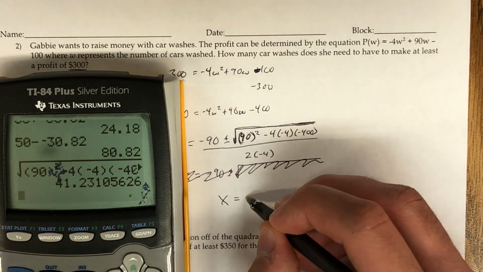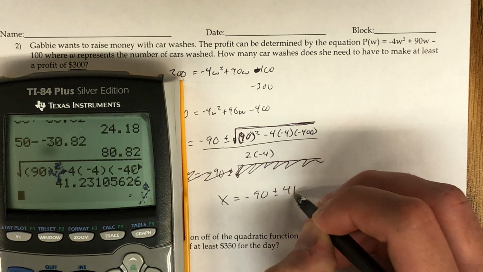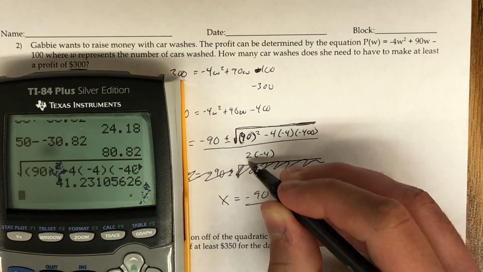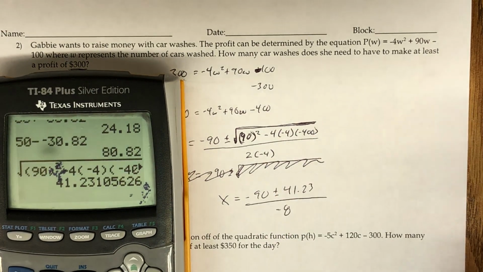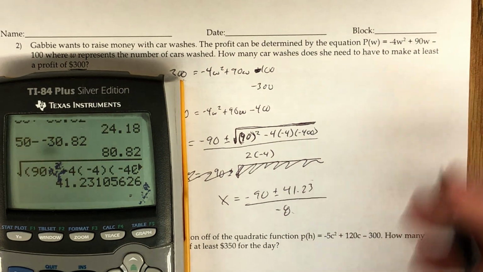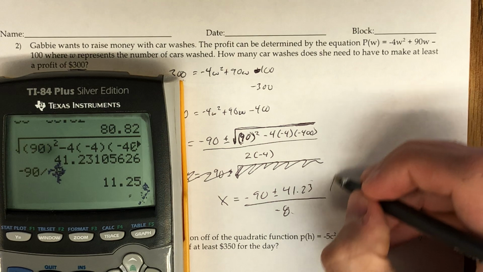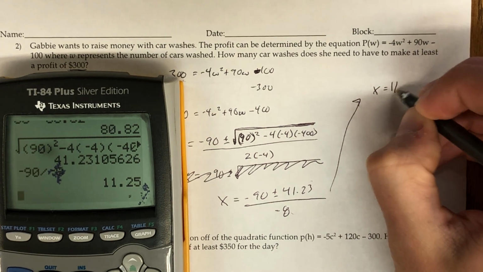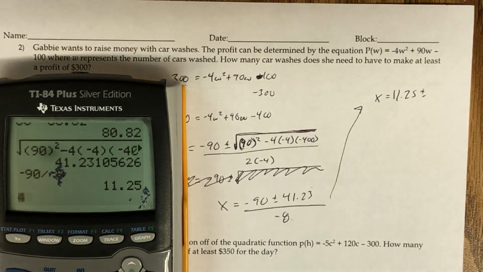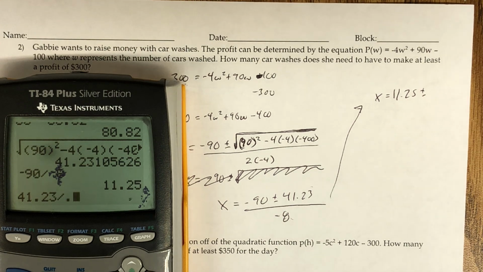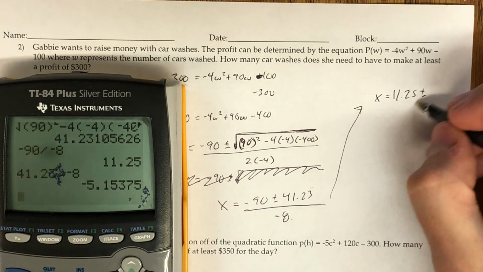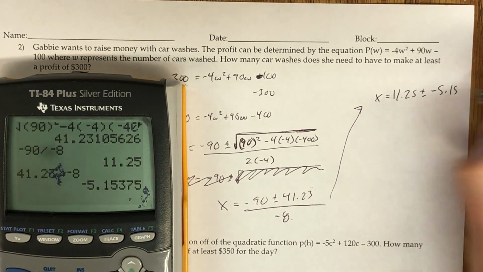So we have x equals negative 90 plus or minus 41.23, all over 2 times negative 4, which is negative 8. So now let's divide each of these by negative 8. Negative 90 divided by negative 8 is 11.25. 41.23 divided by negative 8 is negative 5.15.